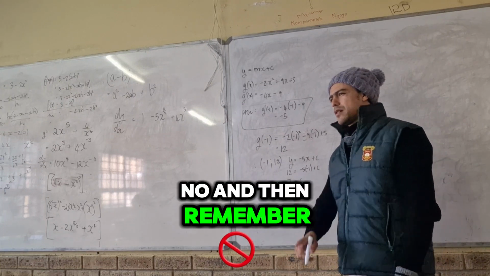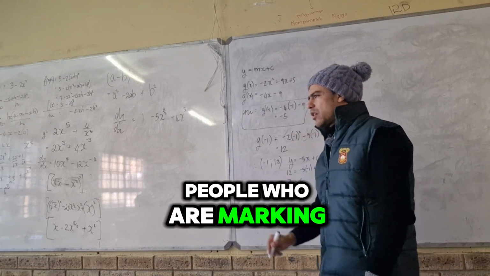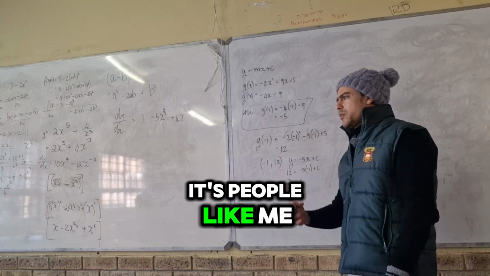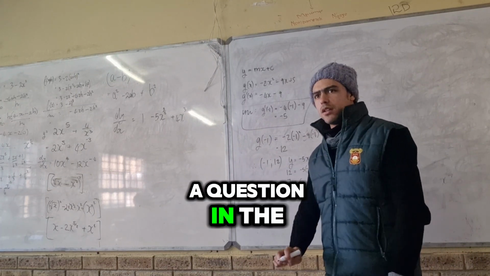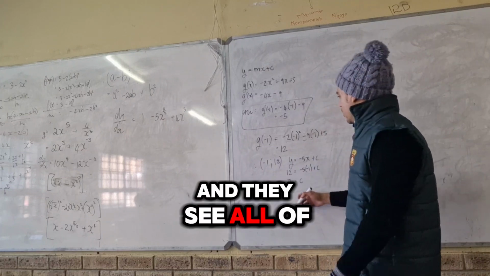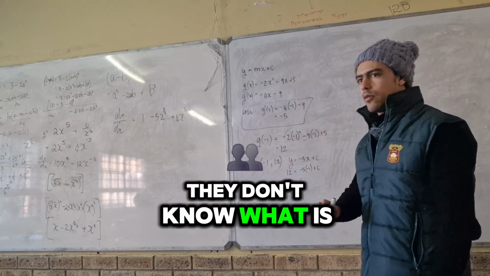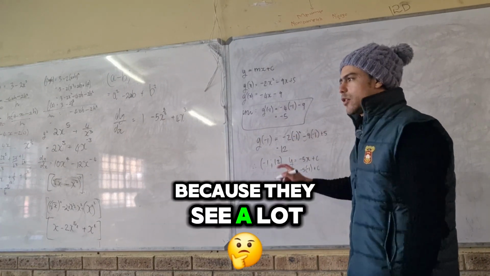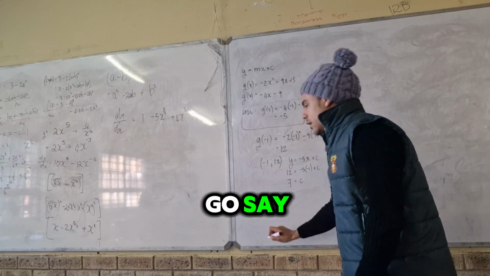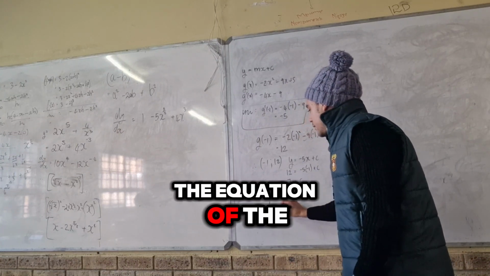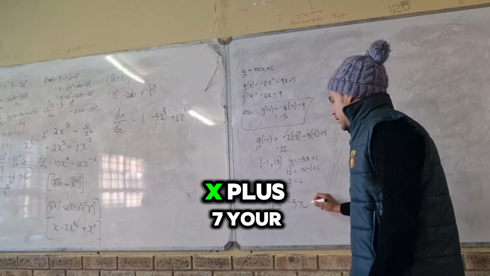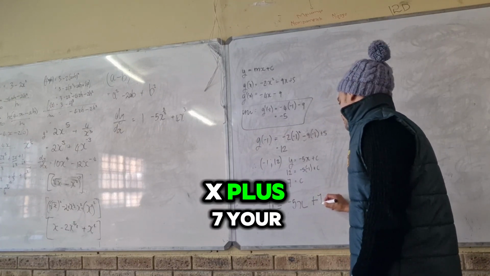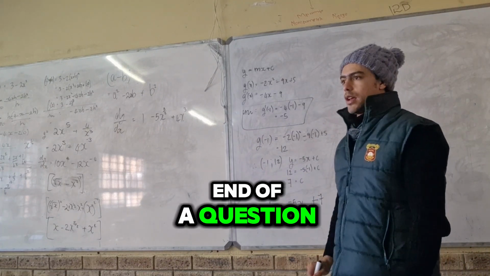No. And remember, the examiners marking your scripts are people like me, very simple. If they ask you a question in the exam paper and see all of this stuff, they don't know what the answer is. Therefore, you need to say: therefore, the equation of the line is y equals -5x plus 7. You end a question like that.